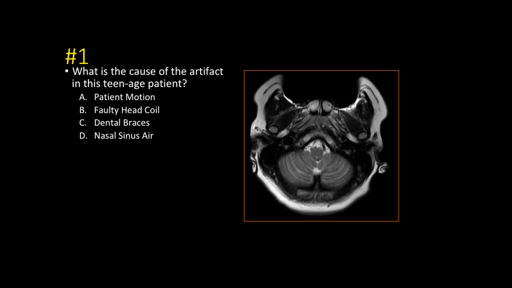What is the cause of the artifact in this teenage patient? There's a large signal void in the face region. This is susceptibility artifact caused by dental braces or metal artifact. You notice the hyperintensity around the margin of the signal void.